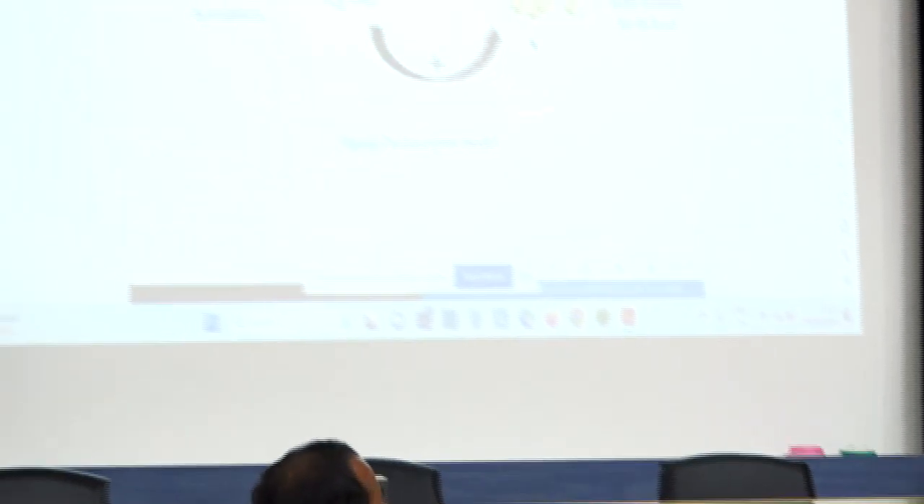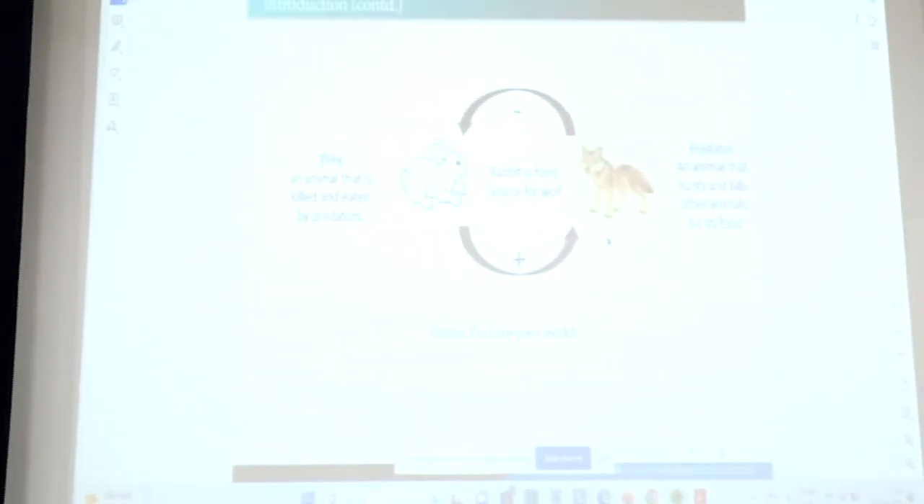This is a basic prey-predator model which was introduced by Lotka and Volterra in the years 1924 and 25. For example, let me consider the rabbit as the prey and the wolf as the predator. When the predator consumes the prey, the prey population will decrease, and automatically the predator population increases. This is a basic prey-predator model.